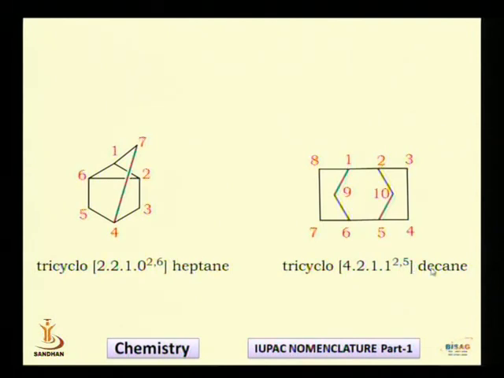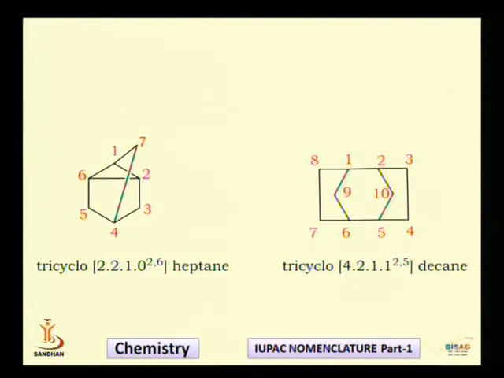And finally we have to write the name of the parent hydrocarbon. We have counted the total number of carbon atoms. The total number of carbon atoms is 10, and the table will show you that for 10 carbons the name is decane. So you write decane over here and your job is over. You have completed the name. So what will be the full name? It is tricyclo 4 2 1 1 2 5 decane. So this is a very simple procedure for writing the nomenclature for a tricyclic system.